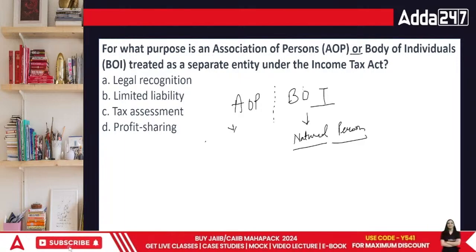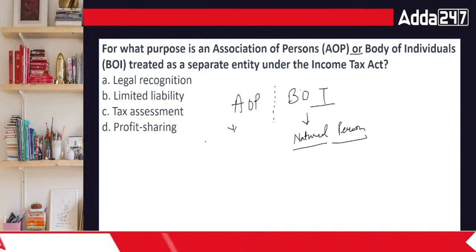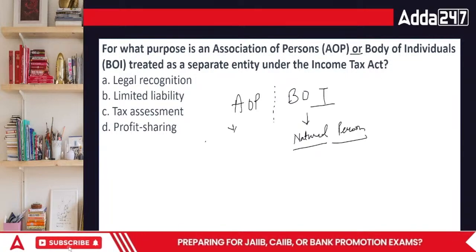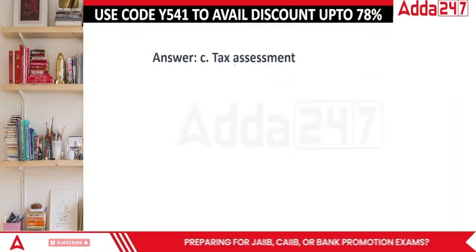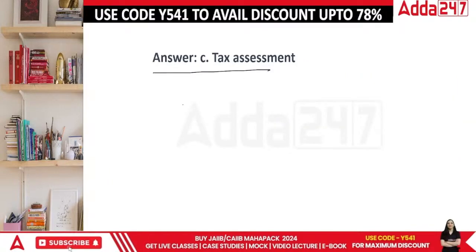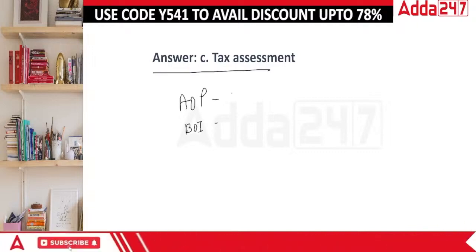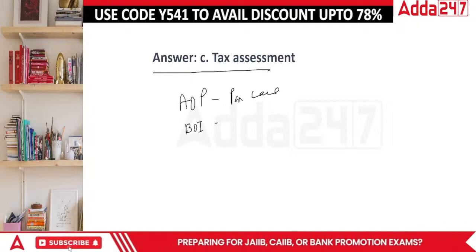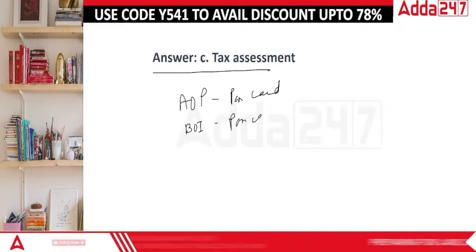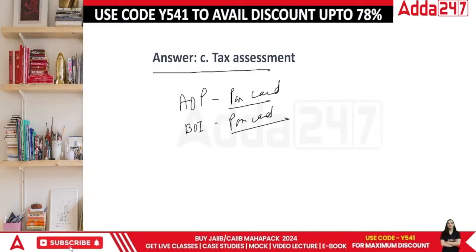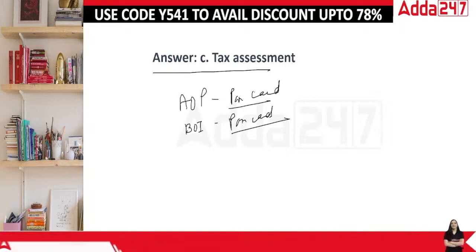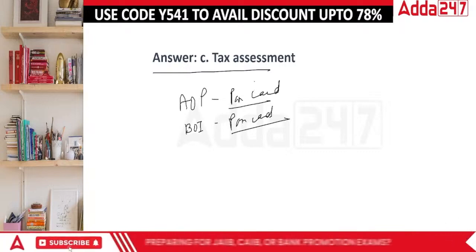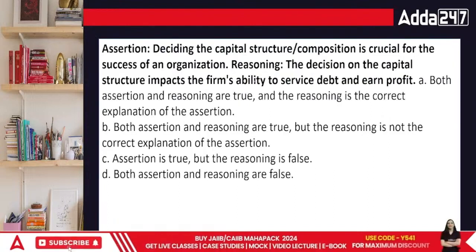For what purpose is it? For legal recognition, for limited liability, or tax assessment, or profit sharing. It is done for tax assessment. AOPs and BOIs have their own PAN cards. Okay? So they have their own legal identity, which makes that organization bound by the rules of the Income Tax Act 1961 as well, along with the Companies Act. They are following two rules.